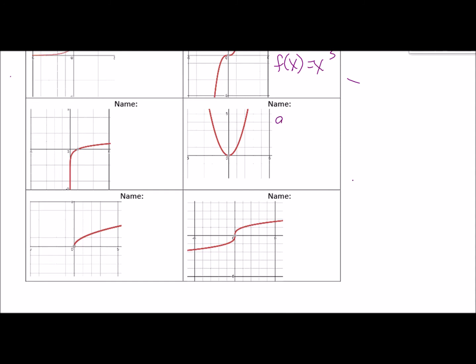This one is quadratic. F of x equals x squared. This one is the cube root. So f of x equals cube root of x. This one right here is a square root.